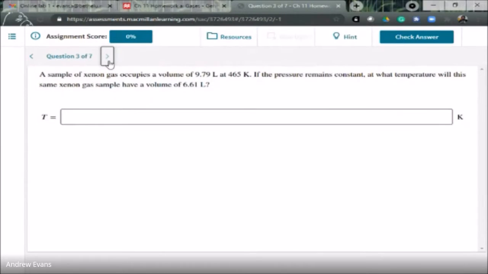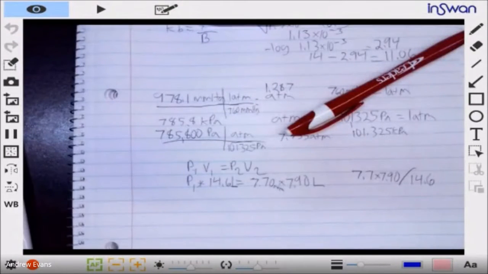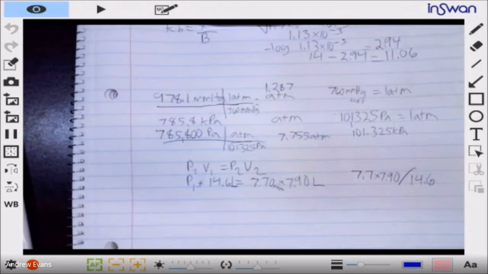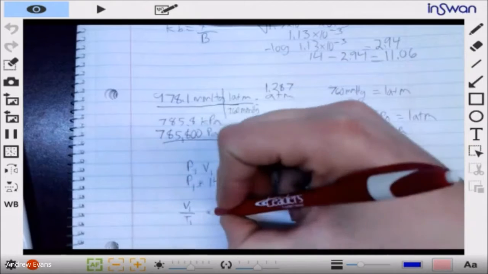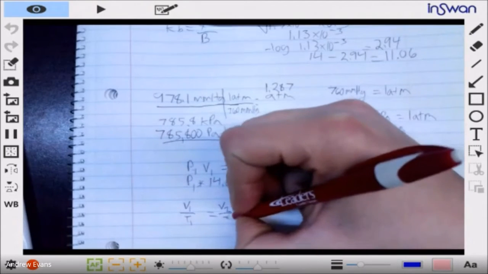Now, this one, we have a volume and a temperature, and we have a volume. So this one is similar, except the equation is V1 over T1 equals V2 over T2. So I'll go ahead and just write that out. I'm not even going to solve this because I want to save time to do other stuff. But once again, with the doc camera, you'd have V1 over T1 equals V2 over T2.